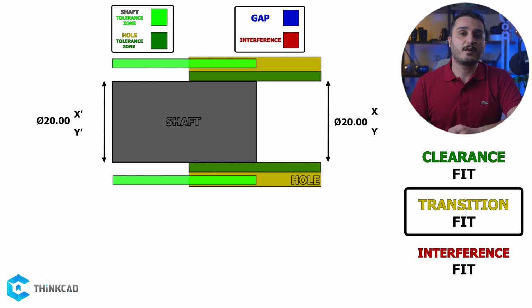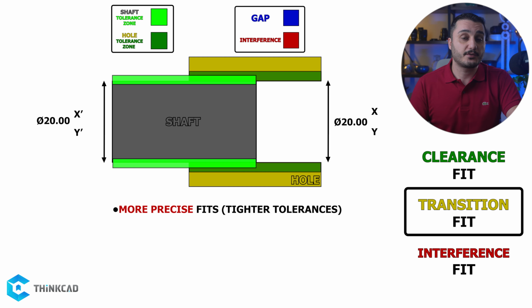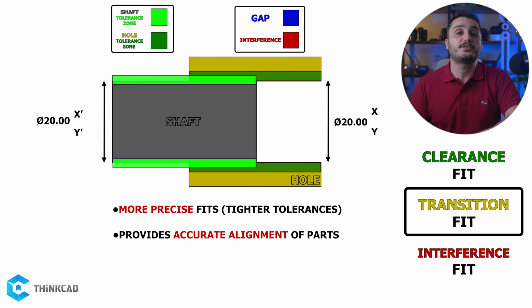Transition fit is the common ground between the two extremes. With transition fit, there is a possibility to get either a bit of clearance or a bit of interference between the two features. These are usually more precise fits, so the gaps are small. Transition fits are used when you require accurate alignment between your features, and precision is key. Remember, you might require some amount of force to make the assembly happen. Bearings, hubs, and gears can benefit from transition fits.